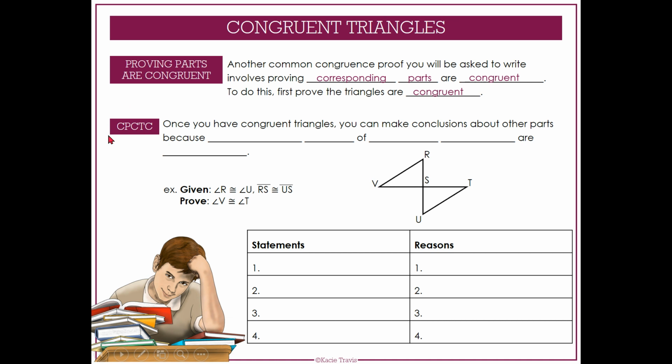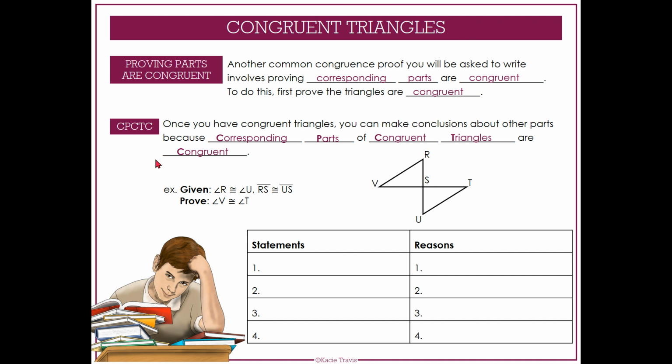CPCTC is an acronym for corresponding parts of congruent triangles are congruent, or we say this for short. So, if you have congruent triangles, you can make conclusions about the other parts because corresponding parts of congruent triangles are congruent. So if I have two triangles that are congruent, I can say that those parts that correspond ought to be congruent as well.